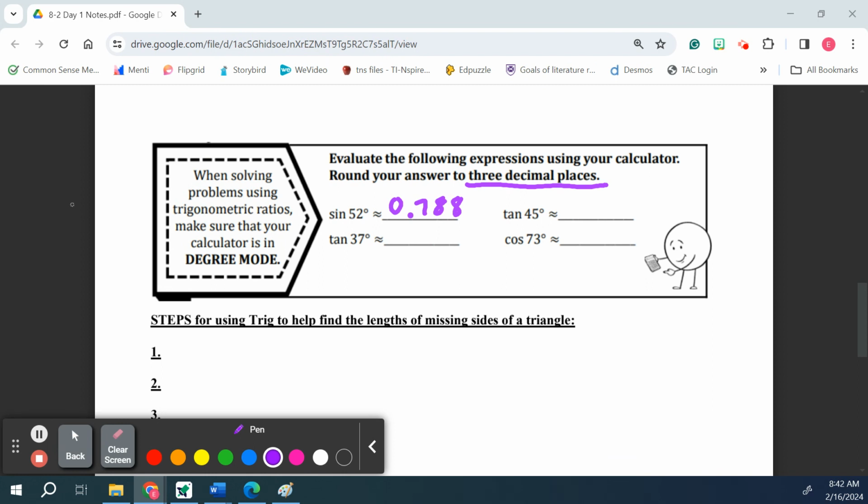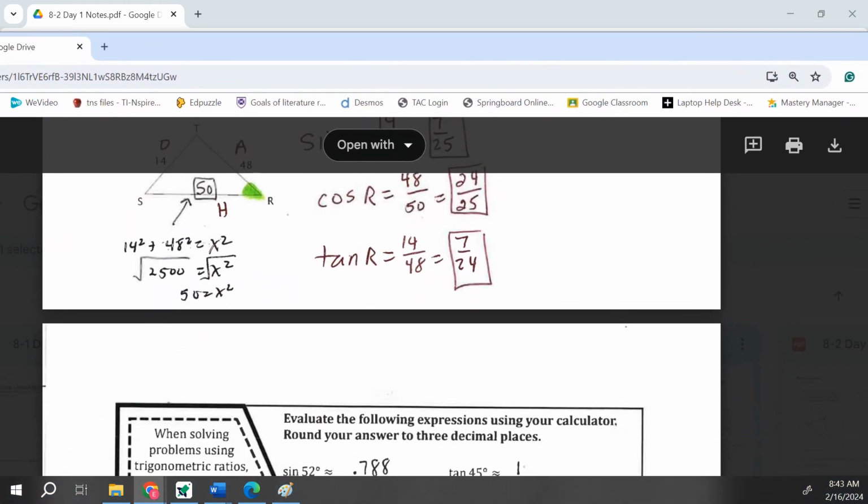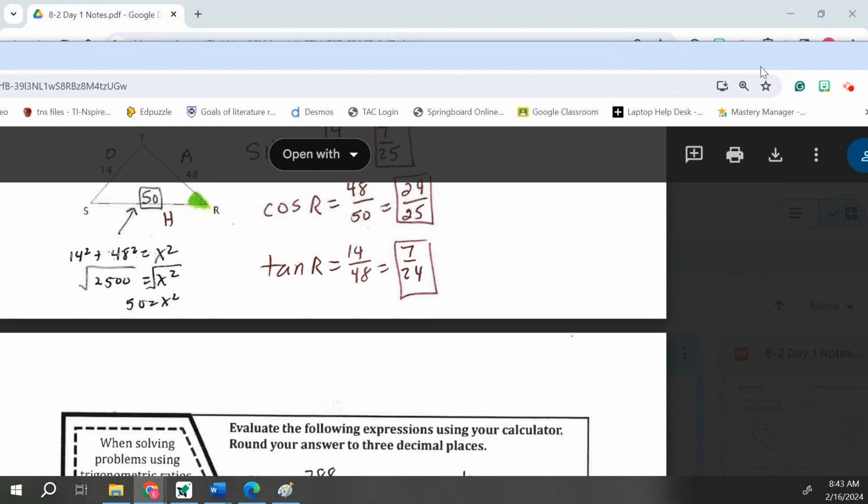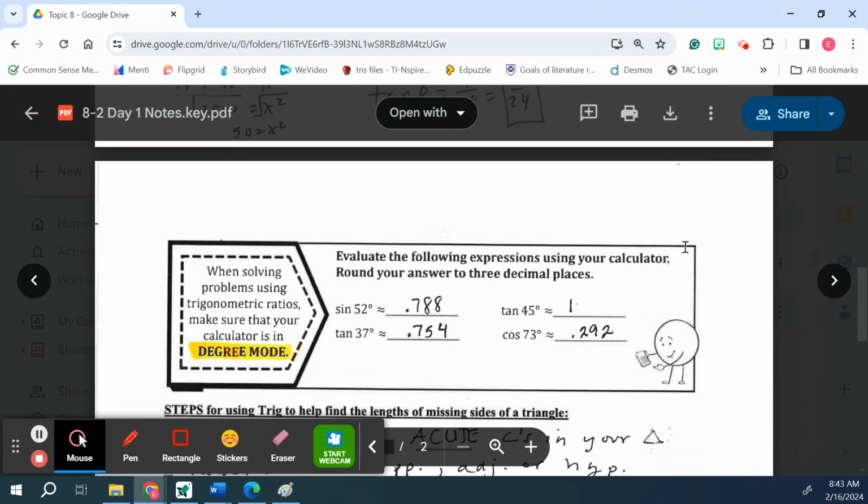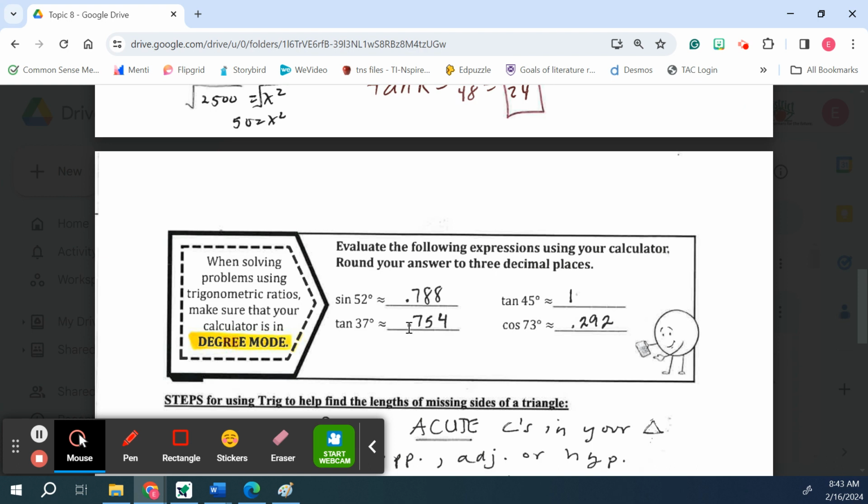Show of hands, who's still finding these three? Okay, give me another minute. Then we're going to do a big reveal. All right. These are the numbers you should have: 0.788, 0.754, 1, and 0.292.